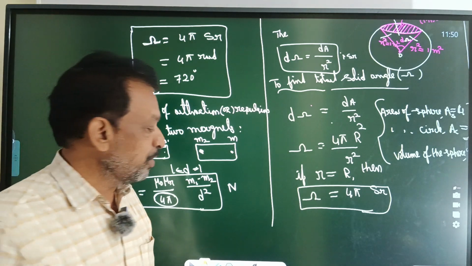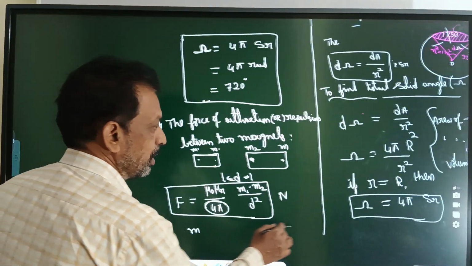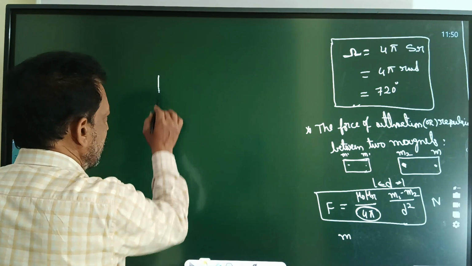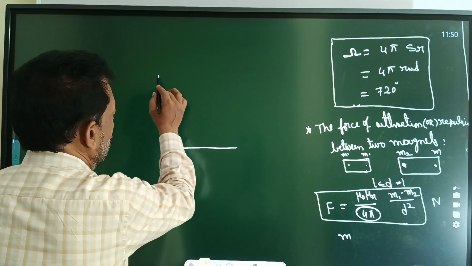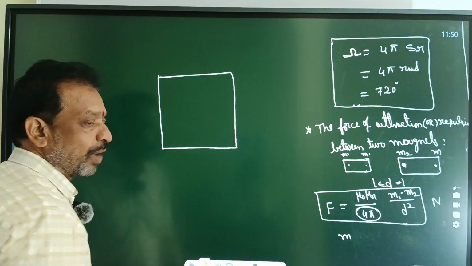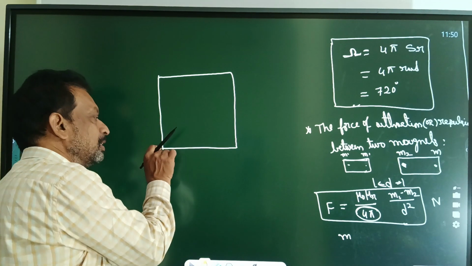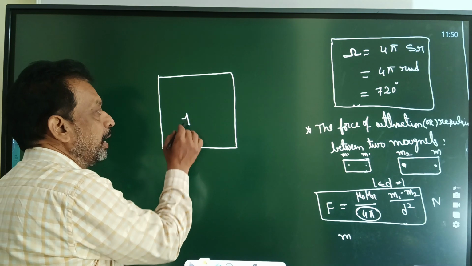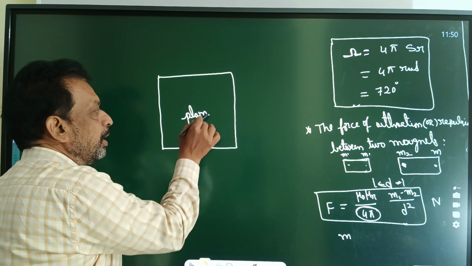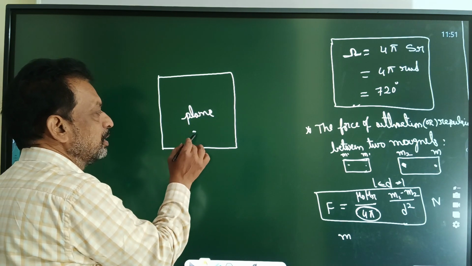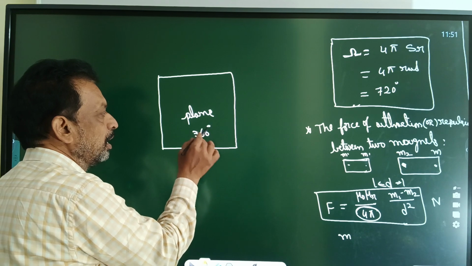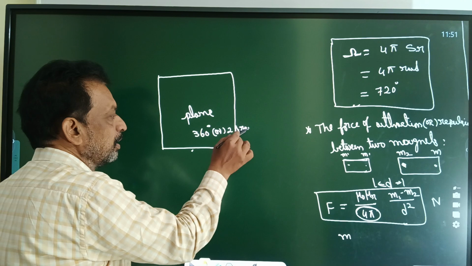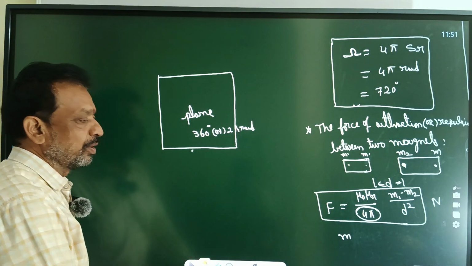Now suppose, for example, I will draw a two-dimensional diagram. This is the diagram, a square. I will see this side. Is it possible to see the back of this square? No. That's why it is a plane. So a plane means what? 360 degrees or 2 pi rad. Understood?